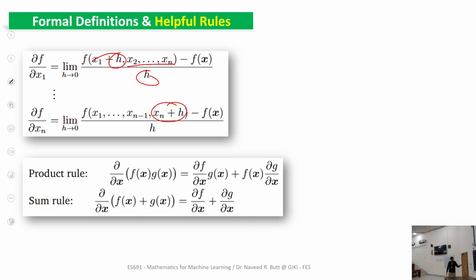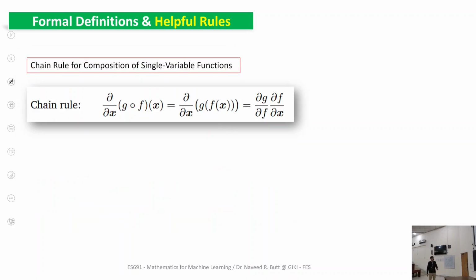for partials. Chain rule for composition of single variable functions, again the same thing. You want to find the sensitivity of g to x. So you find the sensitivity of f to x and then the sensitivity of g to f.